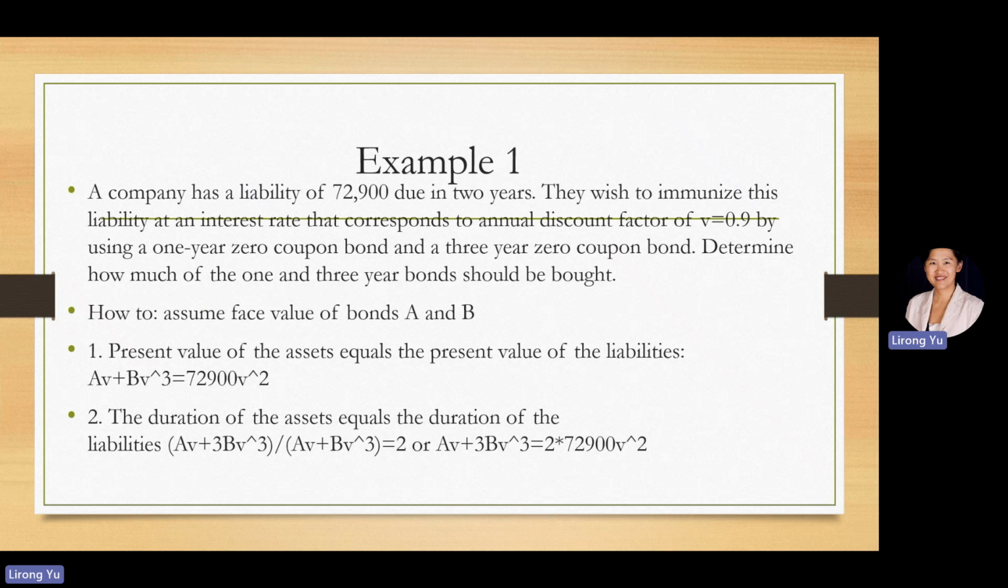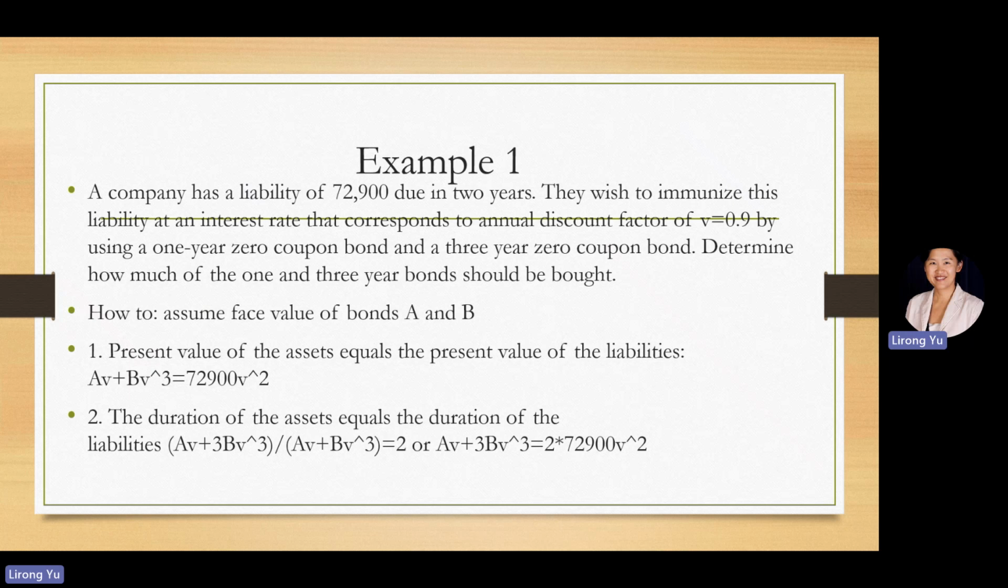Number two, we are supposed to match their duration. The durations for A and B are 1 and 3. The duration for the 72900 is 2. So we get Av plus 3Bv cubed, divided by the total present value, which is Av plus Bv cubed. That is a weighted average of 1 and 3, and it should equal 2 since the 72900 is due in 2 years. So we need the duration to equal 2.